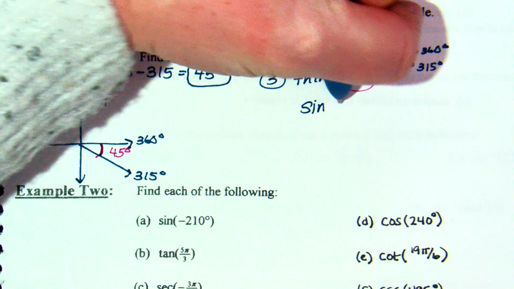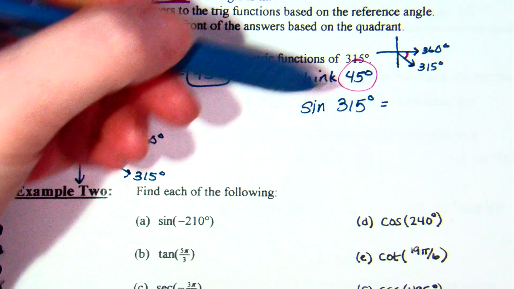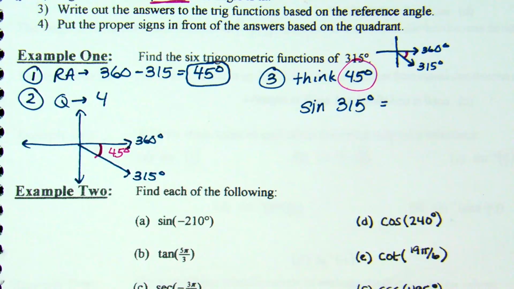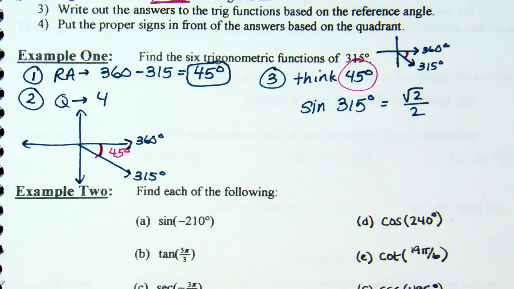I don't want to calculate your answers. Go back to your chart, the chart you're supposed to be working on memorizing. That's what we're using. So I'm going to say, what is the sine of 315 degrees? But when I say that, you're going to think 45 degrees. So what is the sine of 315 degrees, aka 45 degrees? Square root of 2 over 2.